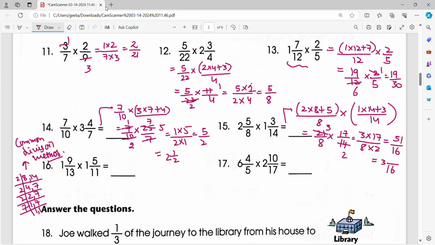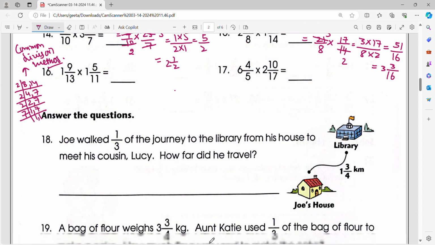Further convert this into mixed fraction again. 16 times 3 is 48, plus 3. Answer is 3 whole 3 over 16. I hope that's clear to you. That was slightly tricky. No issue. Can you try 16 and 17 in your homework? Yeah. Okay. Should I move to the next question?